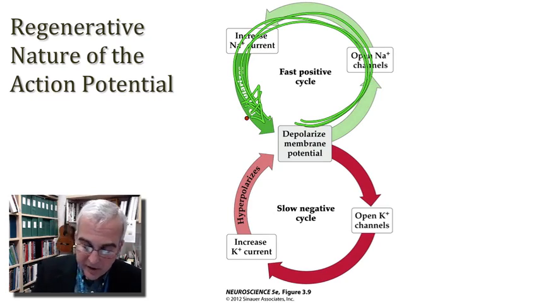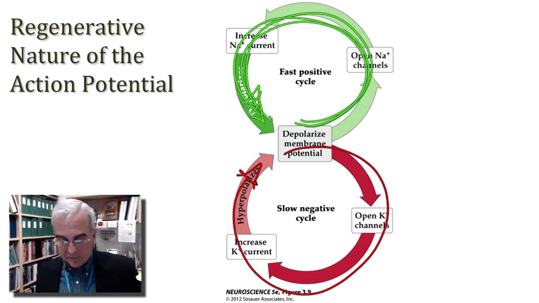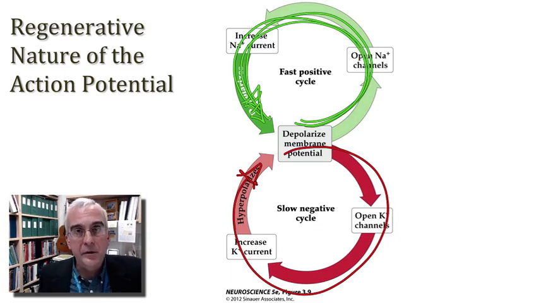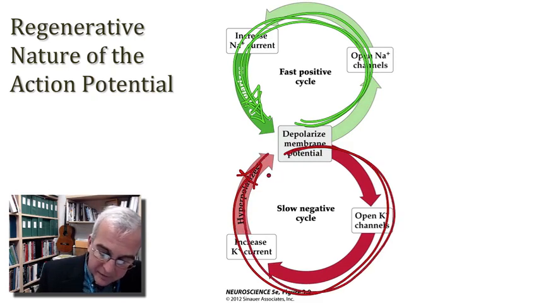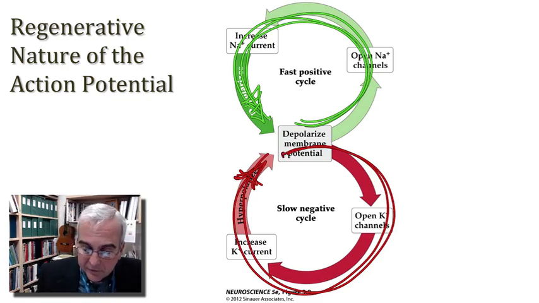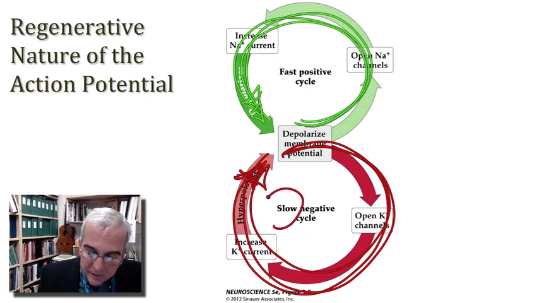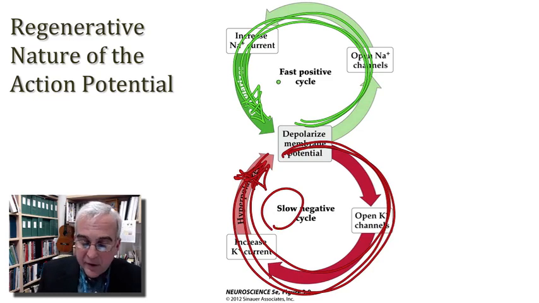But we also have a slower negative cycle. And this is set into motion as the membrane begins to depolarize and the permeability channels for potassium begin to open up more slowly. But as they do, potassium channels are opening, potassium is leaving the cell, and this leads to more of a negative feedback, promoting the repolarization and eventually the undershoot of the membrane potential. Now, it's interesting, is it not, that the negative cycle is slow and the positive cycle is fast?